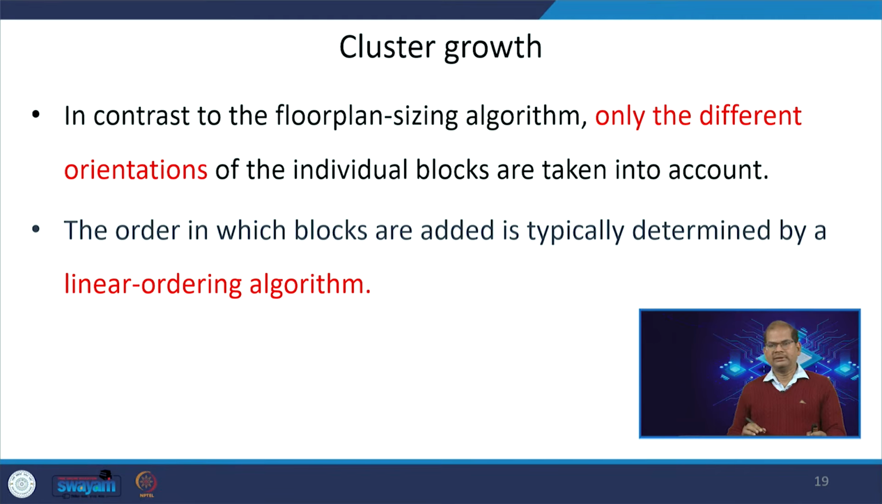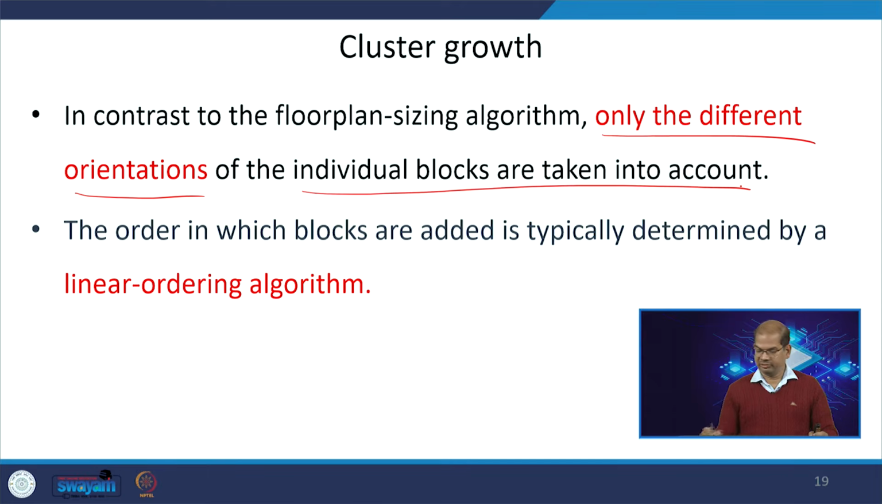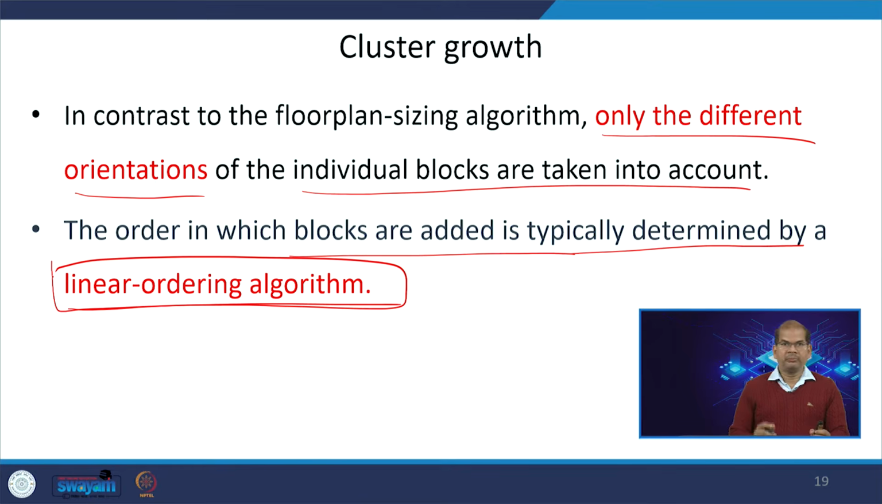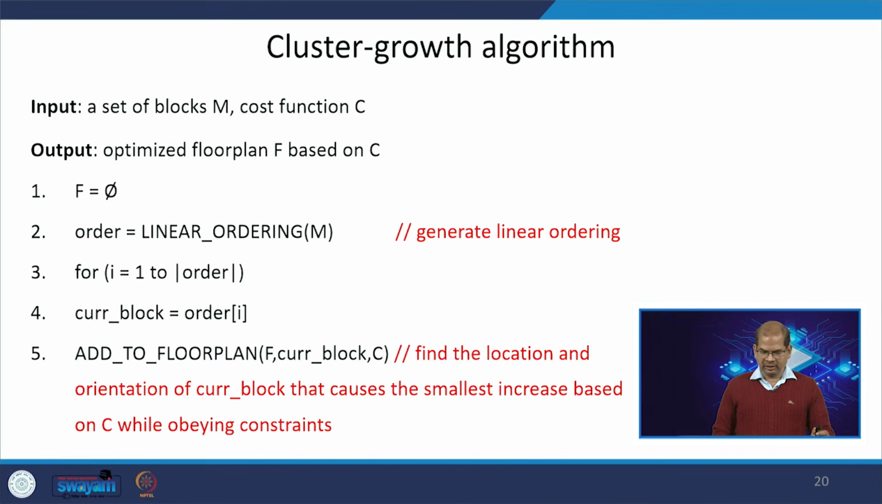In the case of the cluster growth algorithm, only the different orientations of the individual blocks are taken into account. The order in which the blocks are added is typically determined by the linear ordering algorithm. We have already studied the linear ordering algorithm; the placement order of the blocks is determined by it, then we take one block from there and place it using the cluster growth algorithm. So we will see how we can add them.